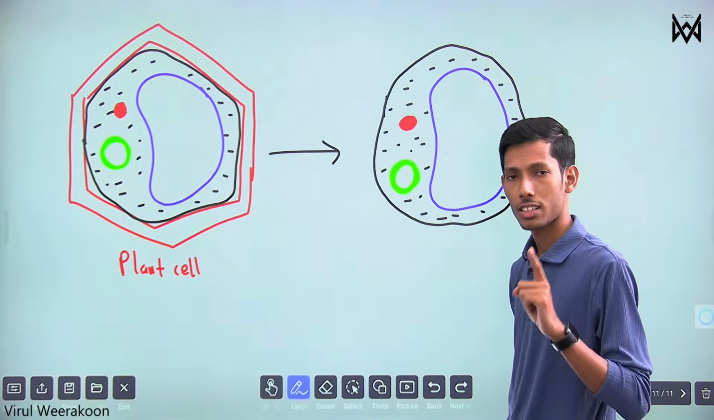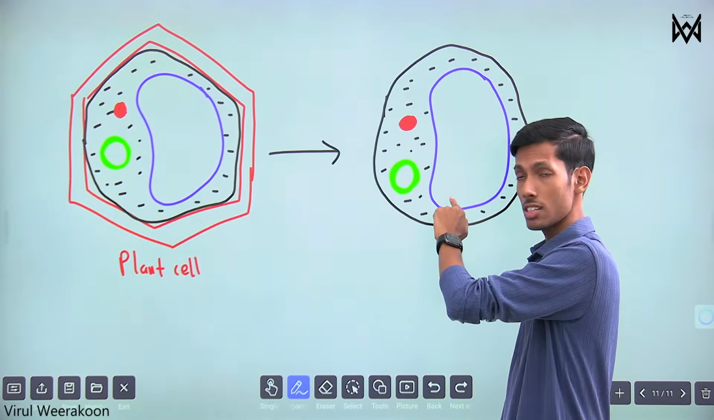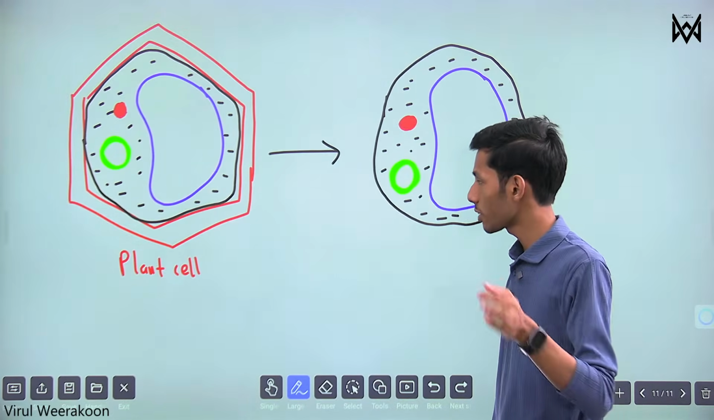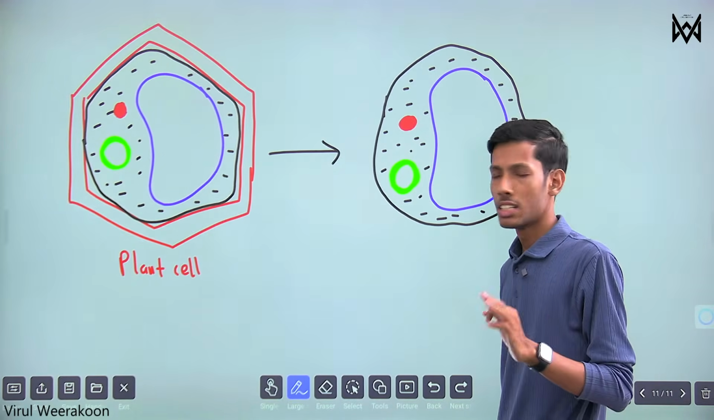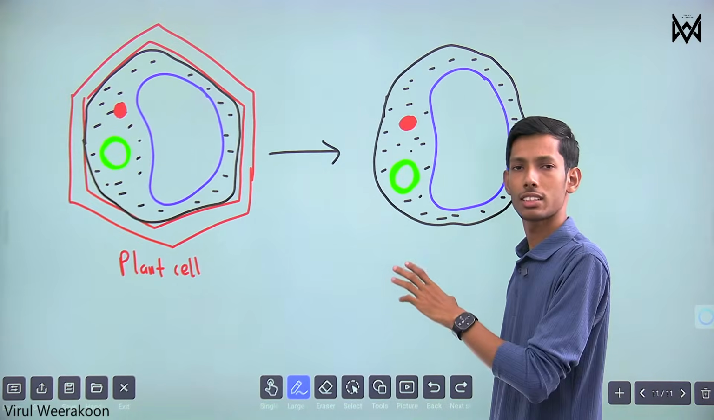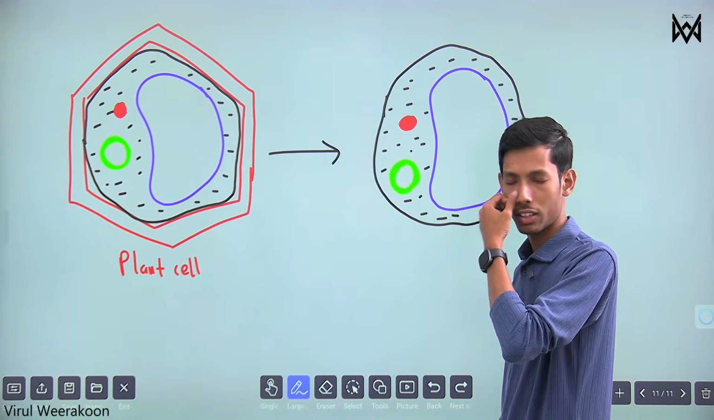It's not the only factor. Because you noted chloroplast here, and you can see the central vacuole there. Are there central vacuoles and chloroplasts in animal cells? No, never. So you can't give it the name animal cell.